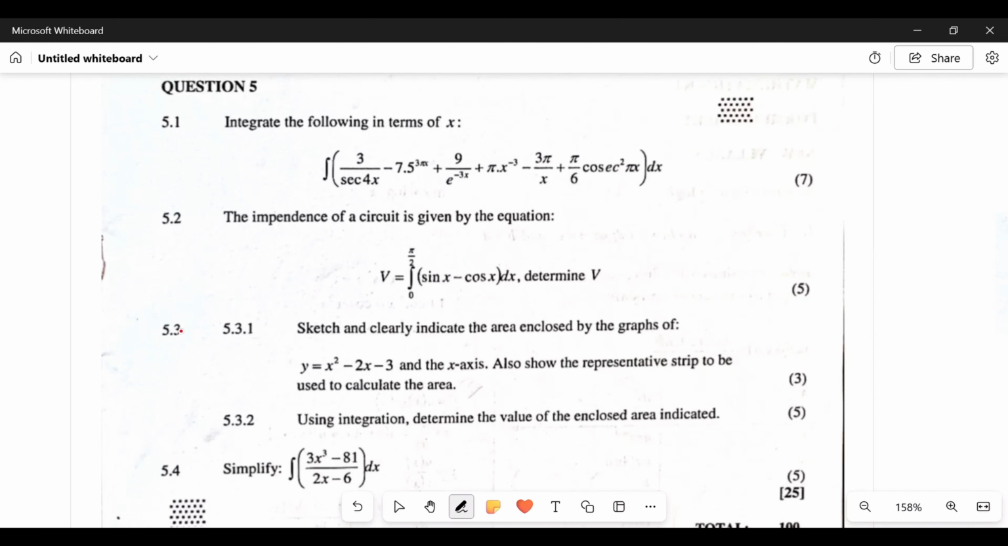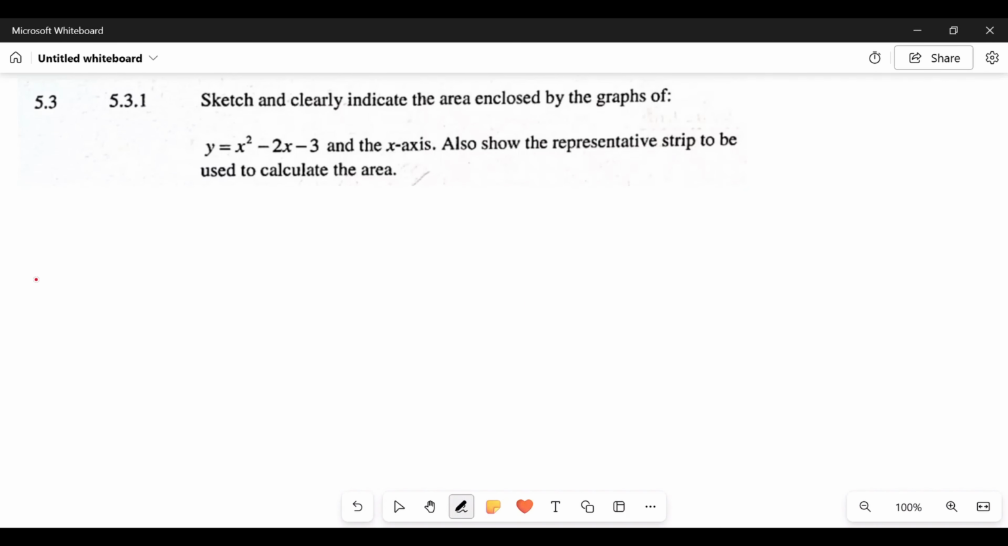As you can see, 5.3 has two questions. So let's look at 5.3.1. We're going to copy this question, paste it where there is space, analyze it, and solve the problem. Now, the question goes like this: sketch and clearly indicate the area enclosed by the graph of y is equal to x squared minus 2x minus 3 and the x-axis. Also show the representative strip to be used to calculate the area here. So this is the question that we have here.